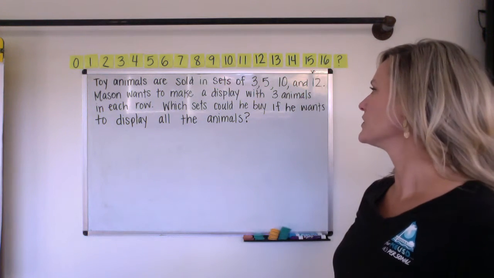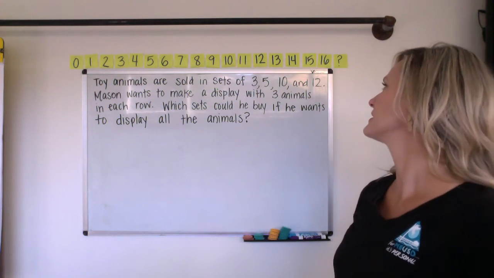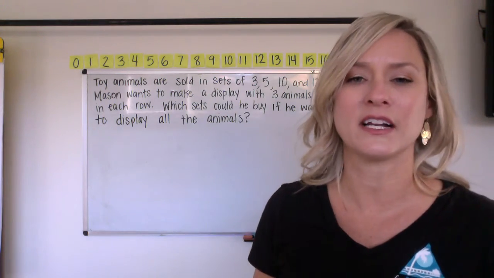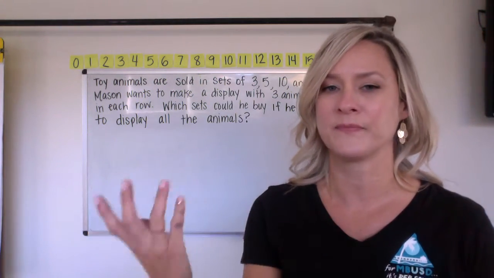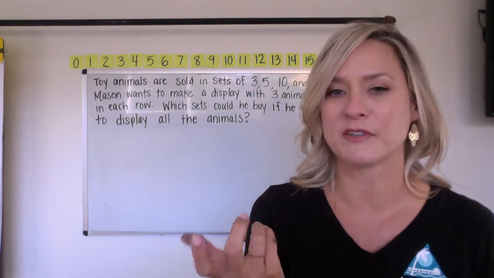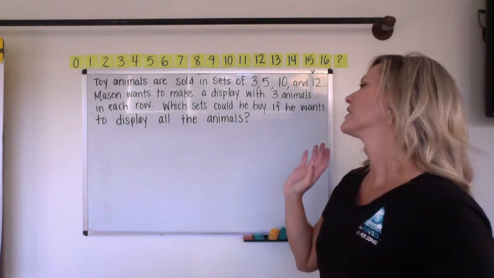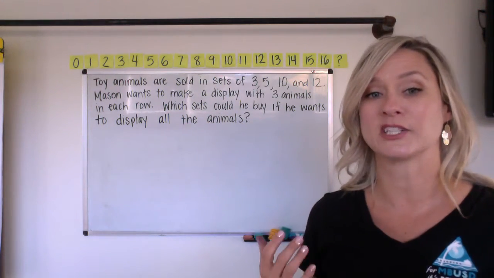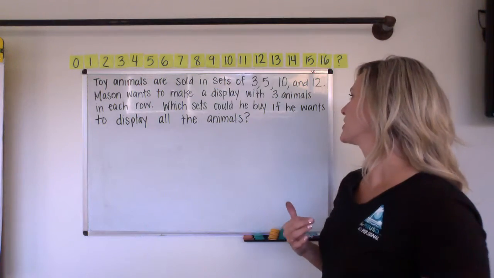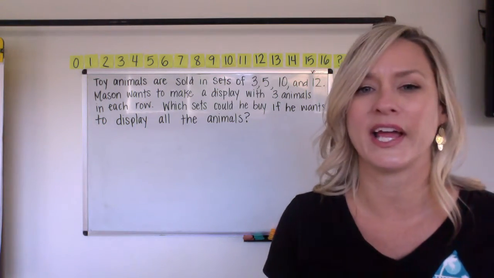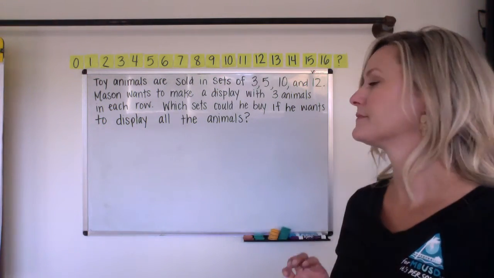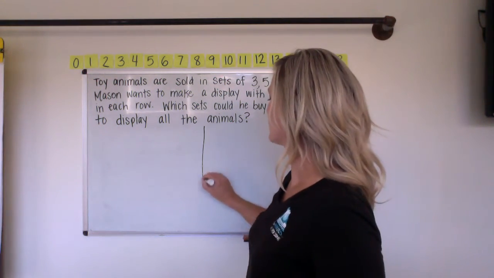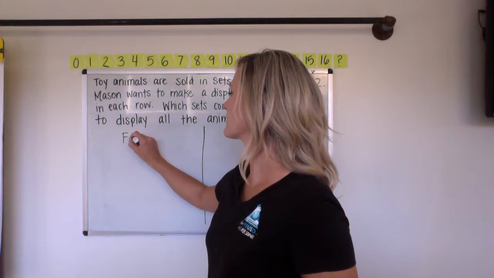Toy animals are sold in sets of 3, 5, 10, and 12. Imagine going to the store and finding a set of animals in 3, and then you could buy them in groups of 5 or groups of 10 and 12. So Mason wants to make a display with 3 animals in each row. Which sets could he buy if he wants to display all of the animals? We could think about factors first, or multiples, but let's try out factors first.